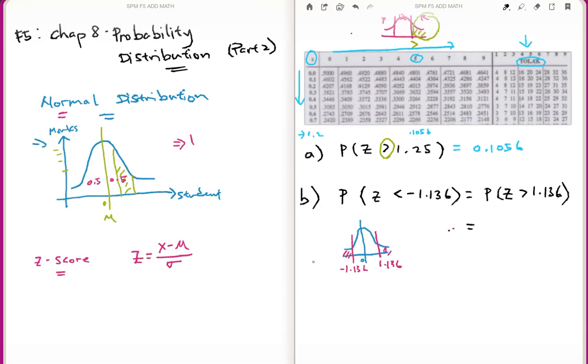1.3, go to 1.3, oh sorry, go to 1.1, not 1.3, mistaken, go to 1.1, somewhere here before 1.2, 1.1, 3, now look at 3 here and 6 here.